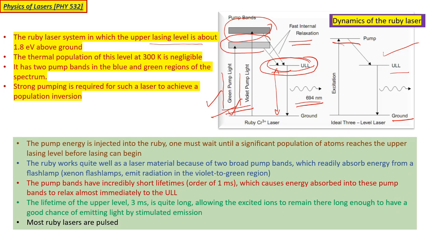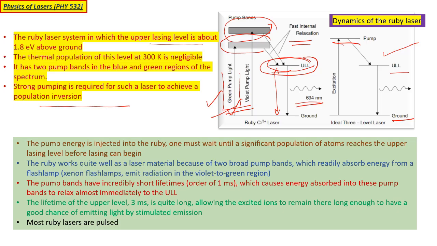As I mentioned in my last lecture, in case of a 3-level laser, you need to pump hard, because there is no intermediate level here, so the atoms directly decay to the ground. So it needs much energy to pump and then to achieve the population inversion. So it has 2 pump bands, as I mentioned, and strong pumping is required.